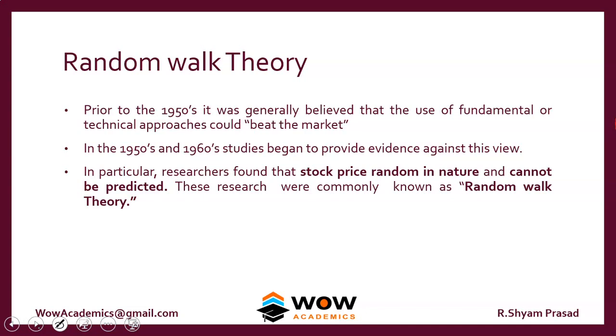So what happened is, in the 1950s, a lot of research was conducted, and they found that people cannot make a consistent amount of profit, whether they use fundamental analysis or technical analysis. The reason they found is that the stock price was random in nature, so there was no way you could predict the stock price. As you cannot predict the stock price, doing any kind of technical or fundamental research is a waste of time. So these researchers' work put together is called the random walk theory. That is, the price moves randomly. That's what the theory implies.